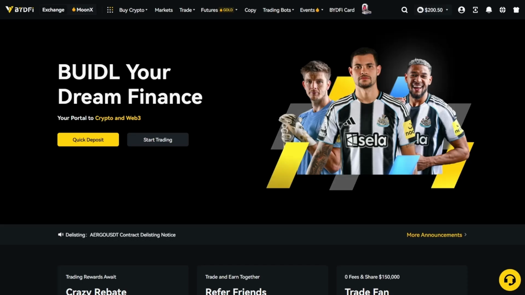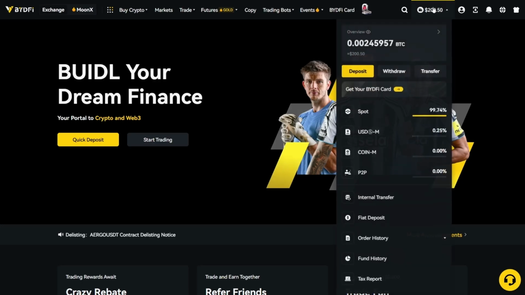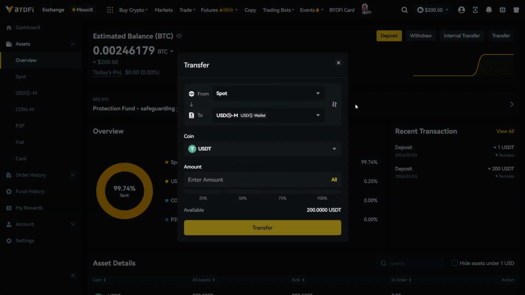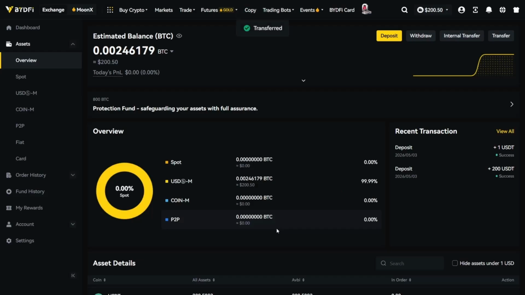To start our tutorial, the first thing we want to do is make sure we deposited funds into the account. So we're just going to hover on the top above this wallet icon and click on Overview. Here we can see we have 200 USDT in our spot account. We want to switch that to our USDM account. So we're going to click on Transfer in the top right. Make sure we have from spot to USDM and the token, which is USDT. And we're going to transfer the full amount. Click Transfer. And we have successfully transferred our USDT to our USDM account.